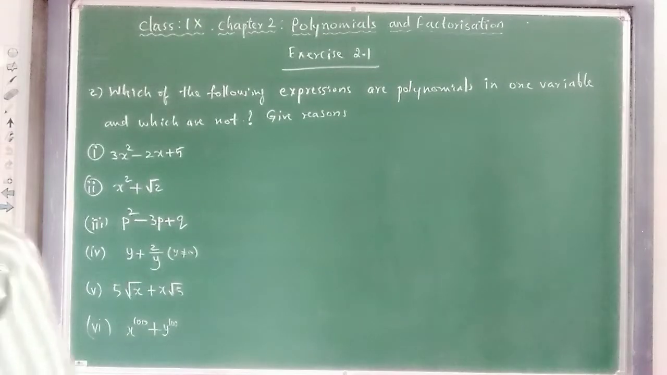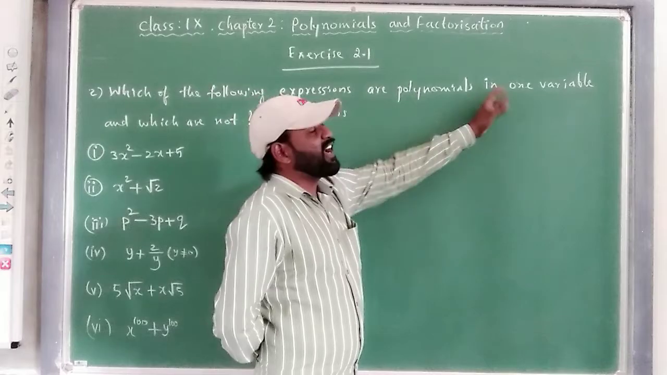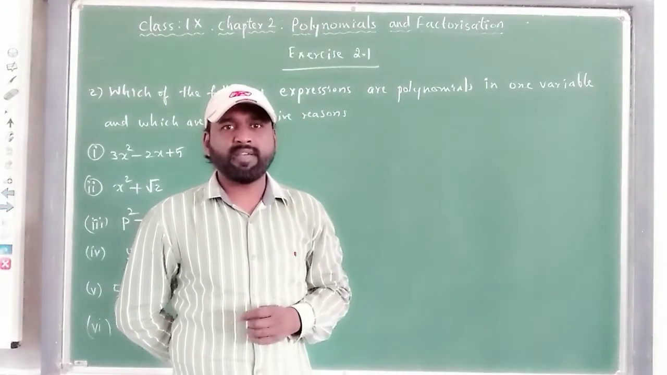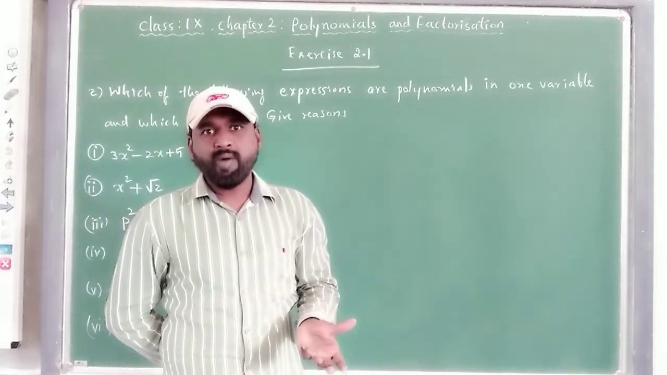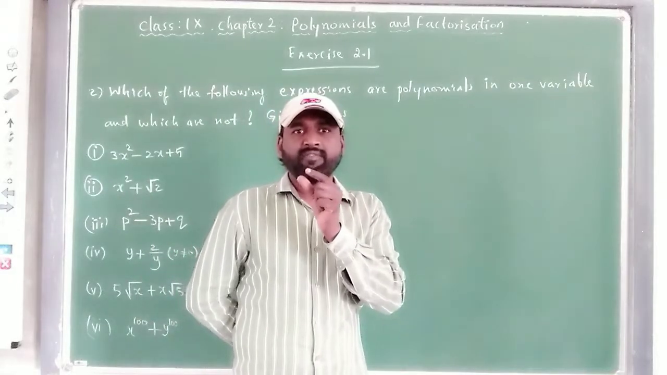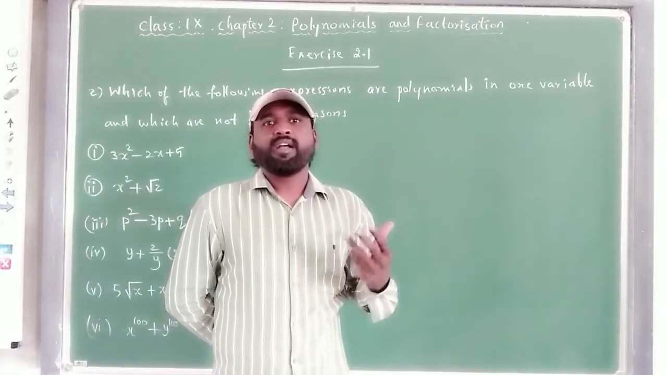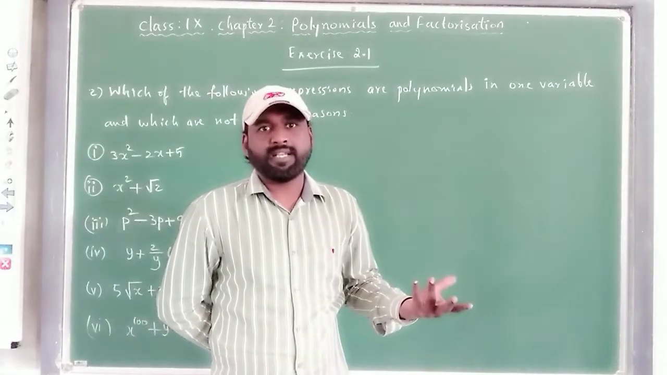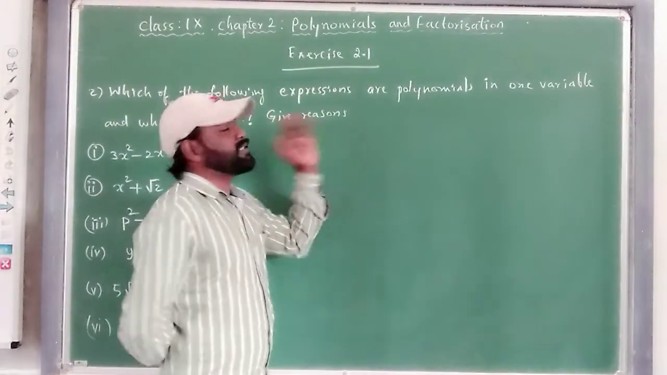See question number 2. Which of the following expressions are polynomials in one variable? Here some algebraic expressions are given. Whether they are polynomials or not, how many variables? Okay, we have to identify only the polynomial which has only one variable. If not, it is not a one variable. Like that we have to use the reason also. Why it is not a polynomial? We have to use the reasons also.